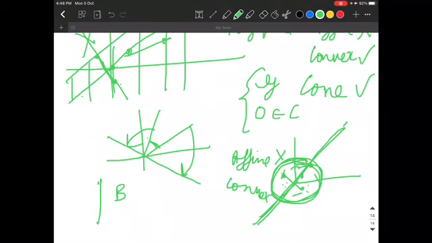Is this a cone? No, again, because I am talking about a unit ball of radius 1. A ball can be affine only if it is a singleton, if there is only a single point. So let me correct myself: a bounded set can be affine only if it is a singleton.